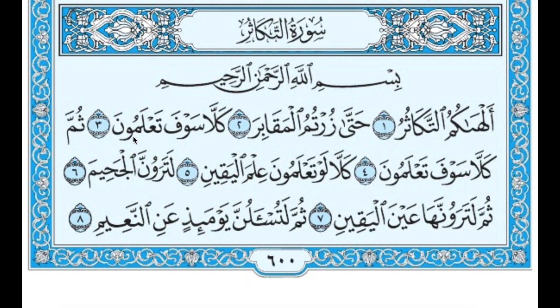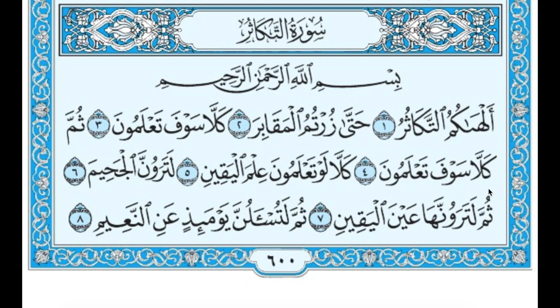Sawfa ta'lamun. You shall certainly know. Sin, waw, fa. Here's your fa at the end of the word. It's not connected, because as you know, the waw, which is acting as a consonant right here, does not give a connection. So, sawfa. Ta'lamun. You shall surely soon know. Al-ilm is the root of this word. Ilm. Ain, lam, mim. Ta'lamun.